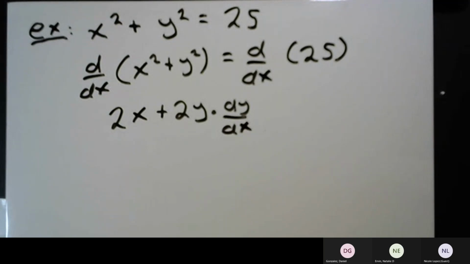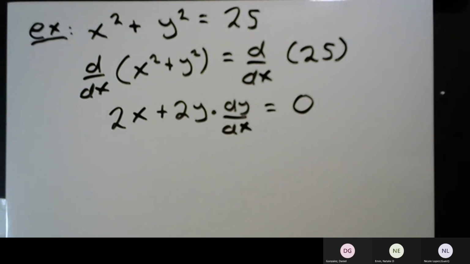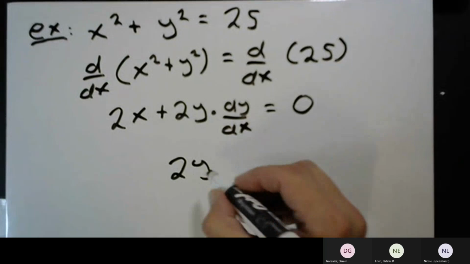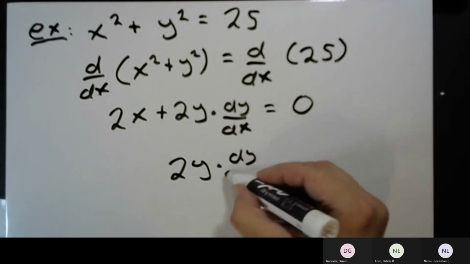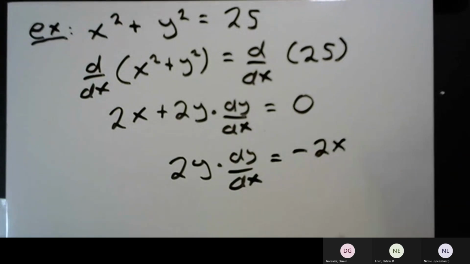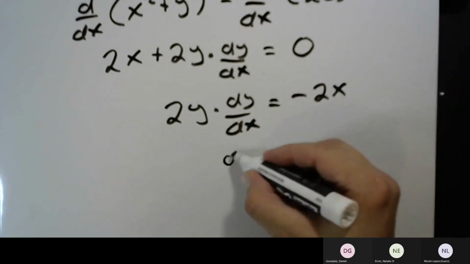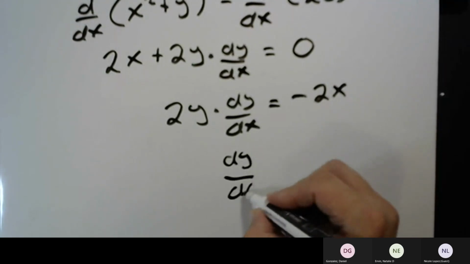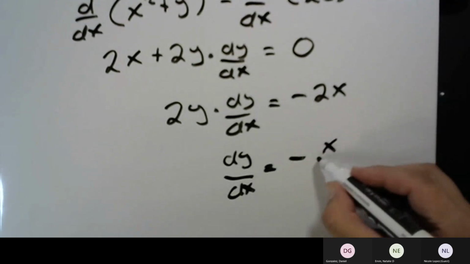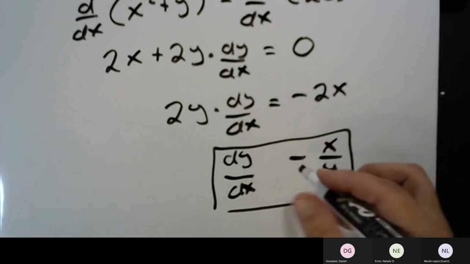We treat y as an inner function. The squaring is going to be the outer function. And that's going to be 0. And we're going to get the same result as before. 2y dy dx is negative 2x. And you divide by 2y, you'll get dy dx is, again, negative x over y. So we saw this before.